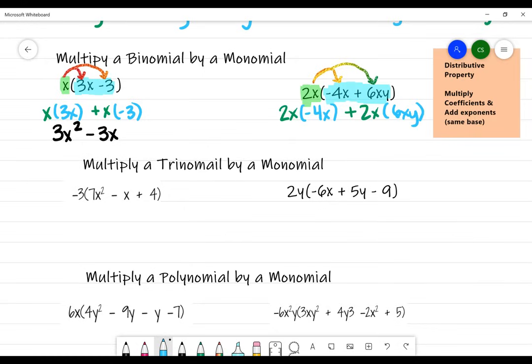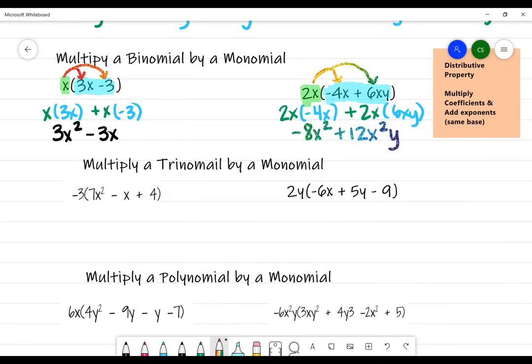All right, multiply the coefficients of the first set. 2 times negative 4 gives me a negative 8. I have two x's, one x here, one x here. If I combine them, I get x squared. All right, now my second set, 2x times 6xy. Multiply my coefficients, which is 2 times 6, which gives me positive 12. How many x's do I have? I have one x here, one x here, gives me 2. And how many y's? Just 1.